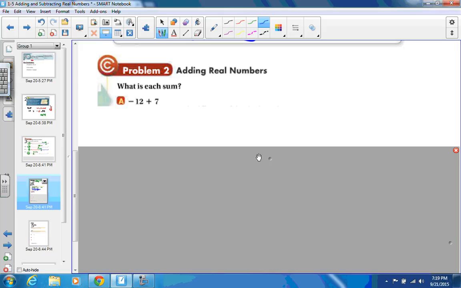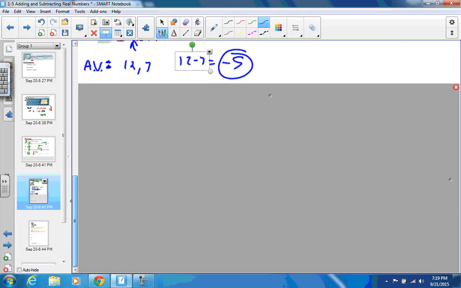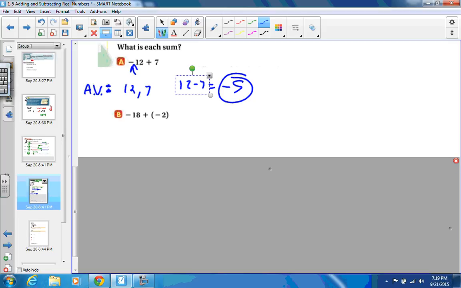All right, so the absolute value of 12, so here's our absolute value, would be 12 and 7. So the difference between 12 and 7 is 5. But since we have a negative with a bigger number, we have to have a negative answer. Okay, so negative 12 plus 7 is negative 5.